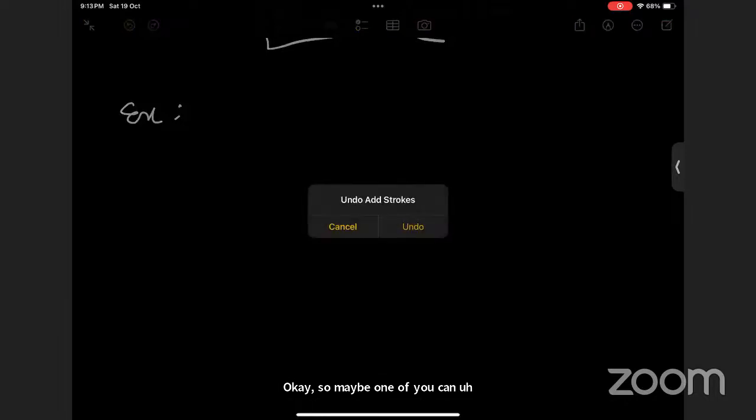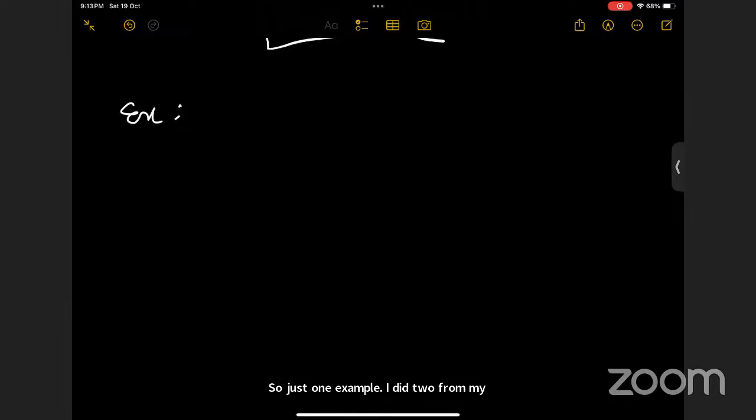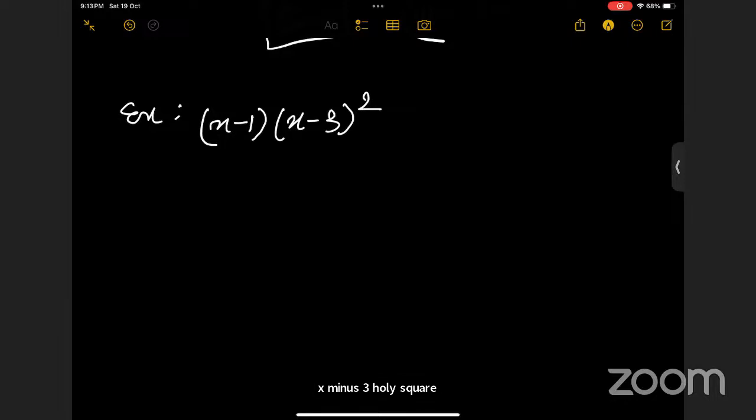Okay, so let us do it with one more example. Maybe one of you can suggest one polynomial so that I can draw the graph. Ma'am, x minus 1, x minus 3 whole square, and then x minus 5 cube. Okay, so this is the polynomial, right? Yes, ma'am. Okay, so we have 3 steps.